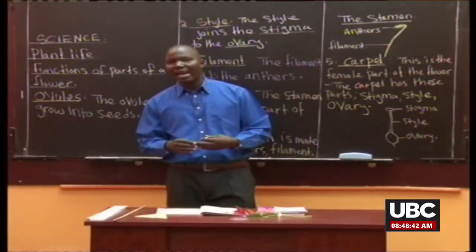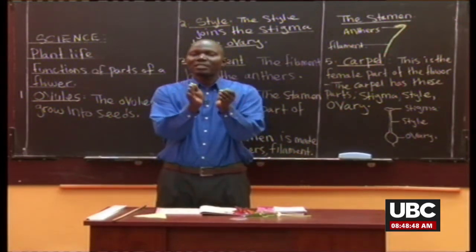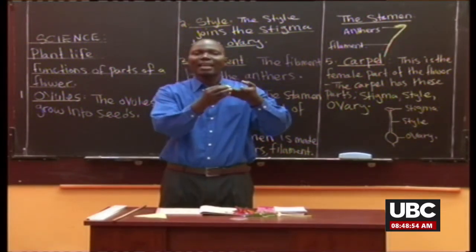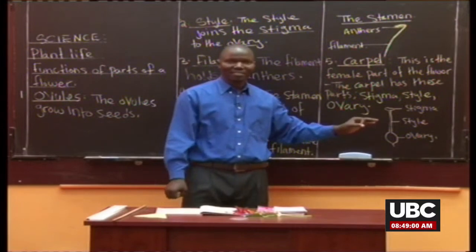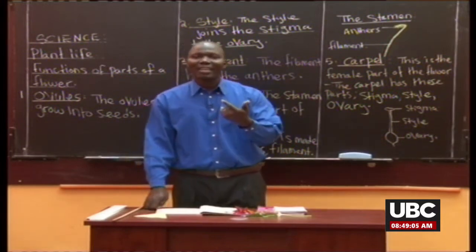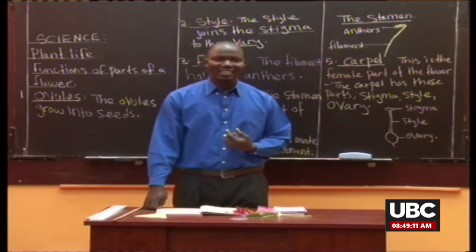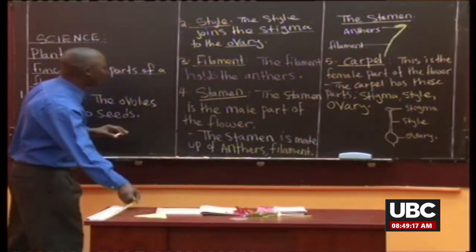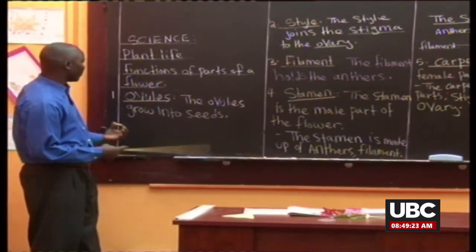So we continue looking at the functions of the different parts. What is happening here? I'm putting parts together. The stigma, the style, and the ovary, collectively called the carpel. And then the anthers and the filament, collectively called the stamen. So children, these are the parts of the flower that we are looking at, in addition to those that we looked at in our previous lesson. Which are these that we've looked at today?